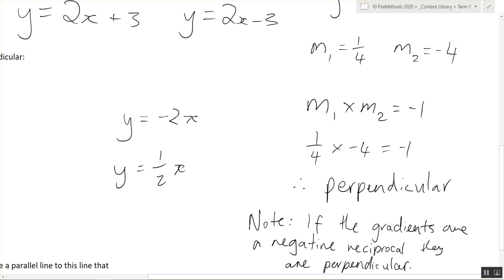Do you see how they're the negative reciprocal of each other? The number in front of x is the negative reciprocal. Do you see that? So you simply sub it into this equation. If it equals -1, they are perpendicular. So those are the 4 steps.